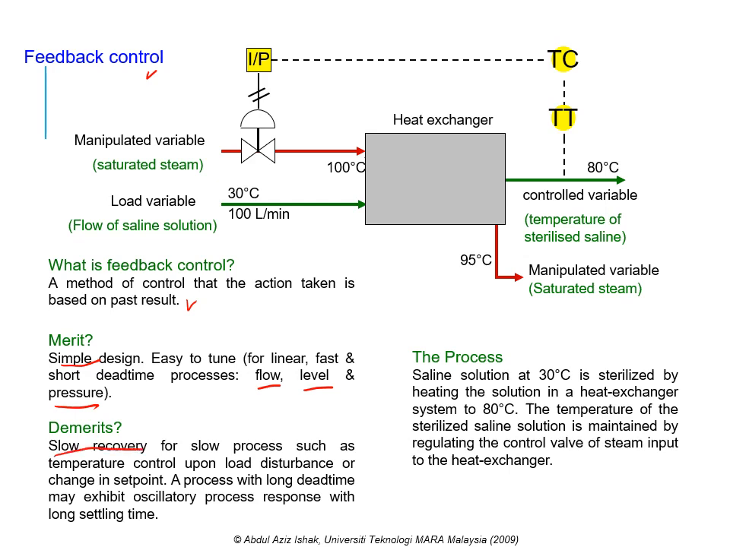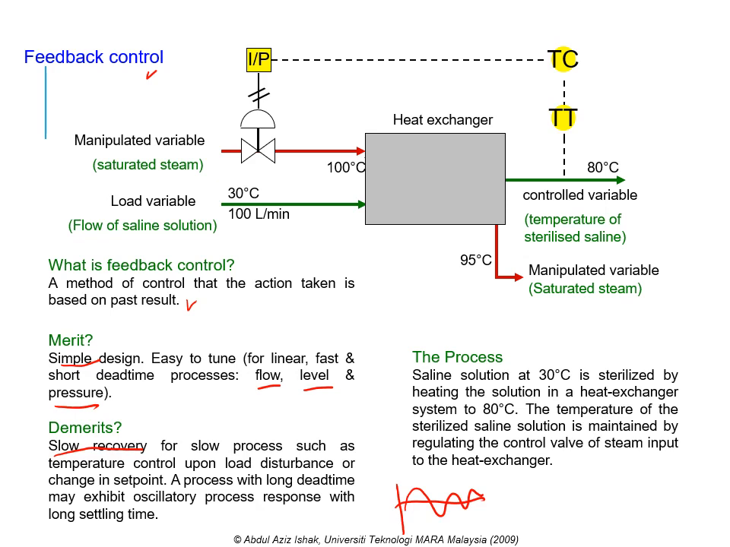For example, the temperature controller, because upon a load disturbance or changes in set point, a process with long dead time may exhibit an oscillatory process response with a long settling time. So the disadvantage of the feedback controller for slow processes such as temperature is that it has a very long dead time and it causes the oscillatory process response curve. So the process may behave like this.